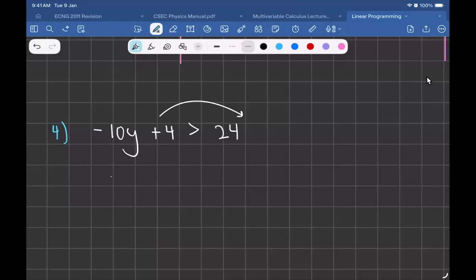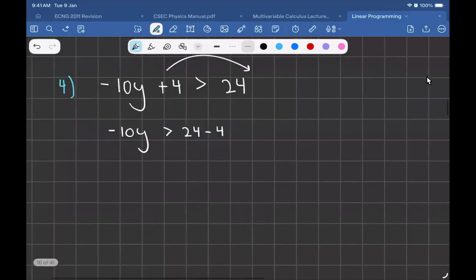It will be minus 10y greater than 24 minus 4. Yes. Let's just simplify. Minus 10y more than 24 minus 4, which is 20. Right? What's next? We divide both sides by minus 10.